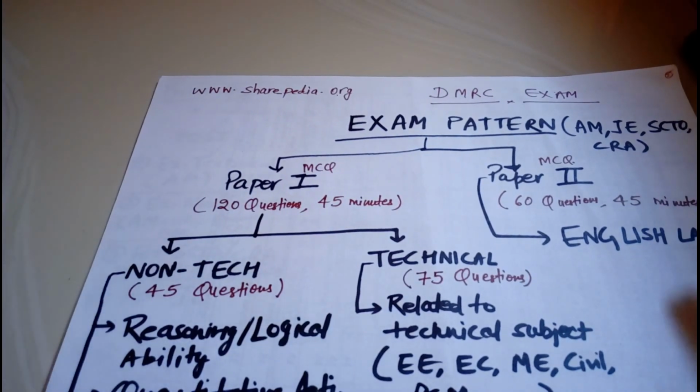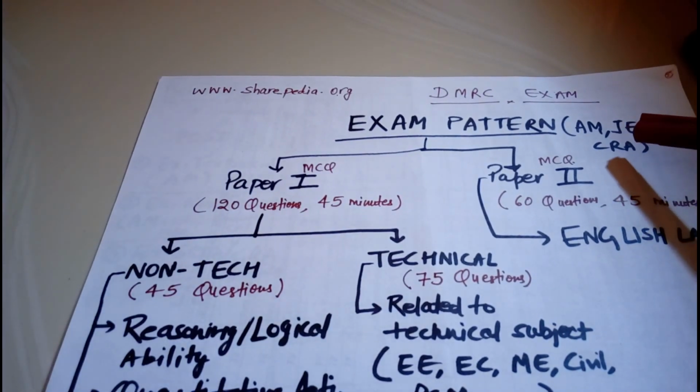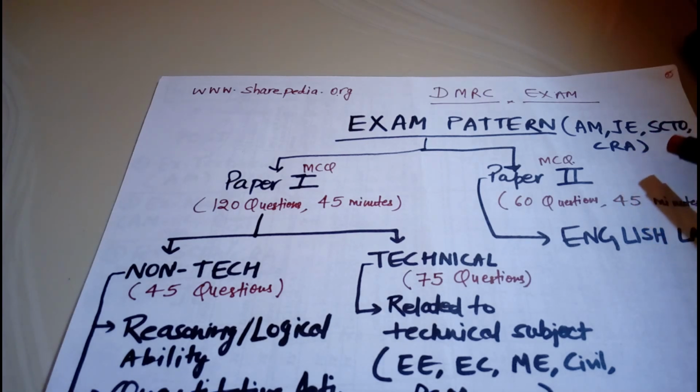I am talking about the exam pattern of AM, assistant manager, that is executive technical plus non-technical post, junior engineers, SCTO and CRA. The exam pattern basically consists of 2 papers, and the paper is objective type MCQ. There is no descriptive paper. There will be multiple choice questions and you have to pick one answer out of these 4 options. Paper 1 basically consists of 120 questions, and you will be allowed 90 minutes for that.